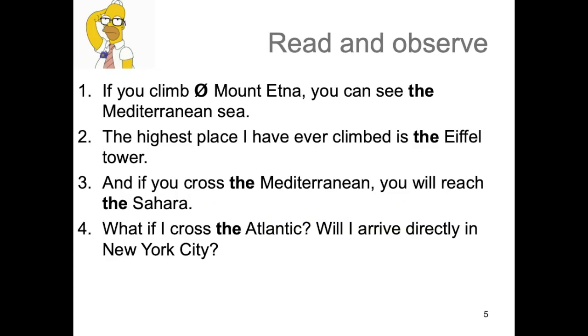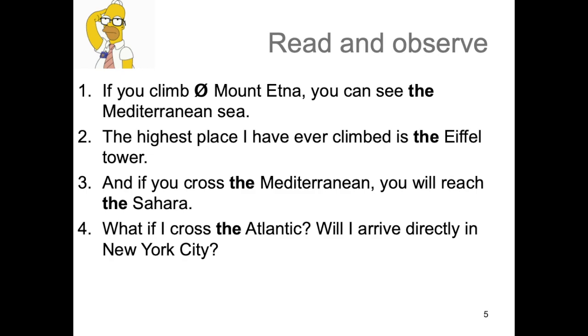So you can also say, if you climb Mount Etna, you can see the Mediterranean Sea. The highest place I have ever climbed is the Eiffel Tower. Here, no problem. The rule is followed. Mount Etna, the head of the noun phrase is Etna, not Mount, because Mount is preceding Etna, so zero article. And conversely, the Mediterranean Sea, sea is the head of the noun phrase, and it is a common noun, therefore you have the article the. Same rule with the Eiffel Tower.